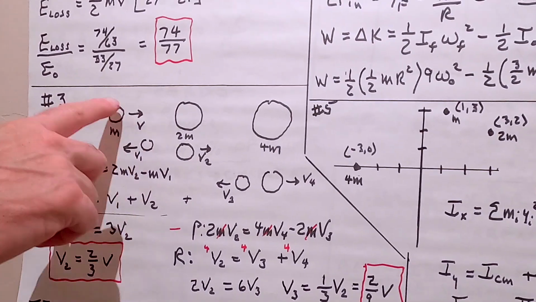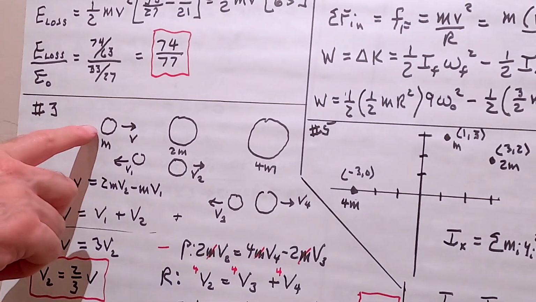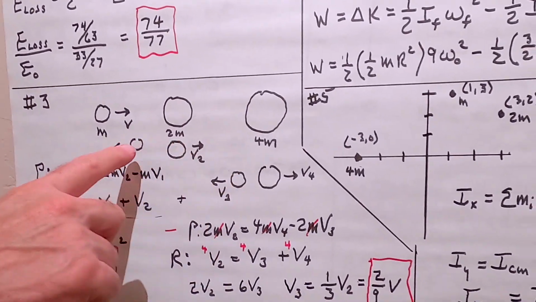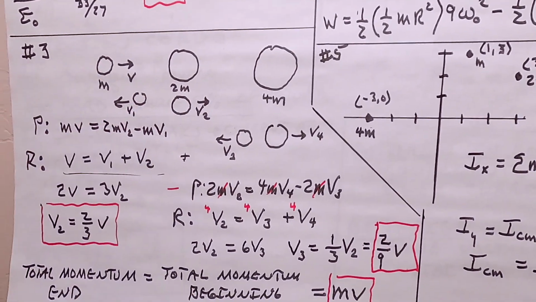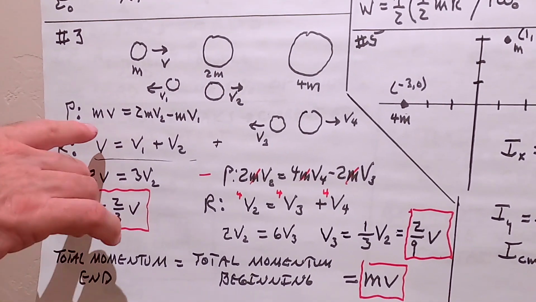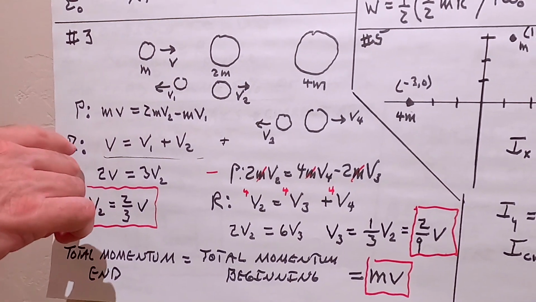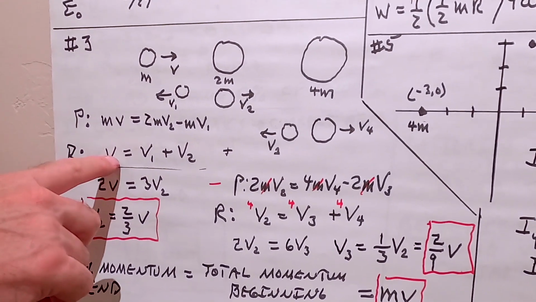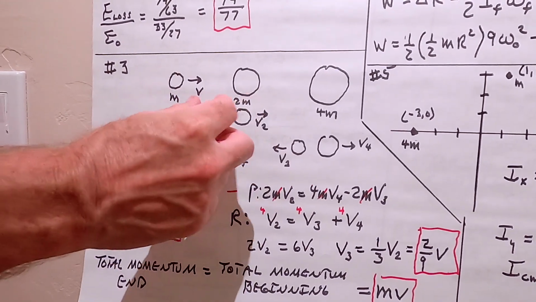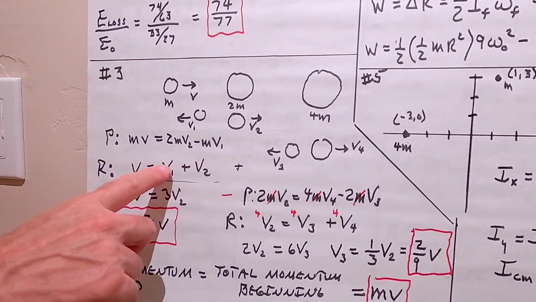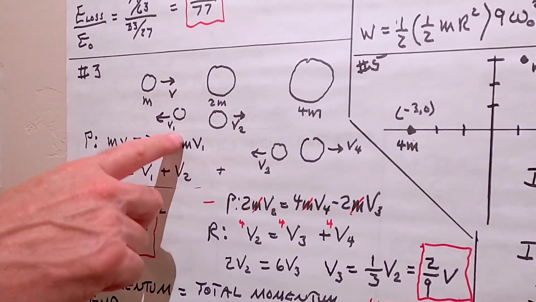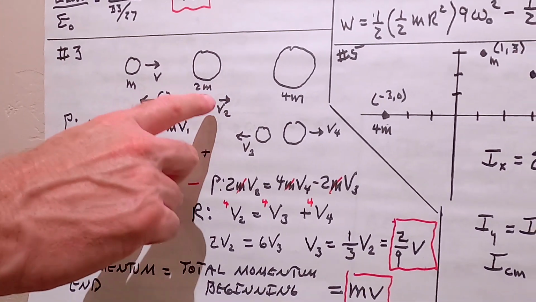So we can look at momentum on this collision. The momentum before was just mv. Afterwards, this one was 2mv2 minus, since it's coming back, mv1. We can use the relative speed equation. The relative speed of approach is v. The relative speed of departure, they're both just deviating right there, and so it's v1 plus v2. So from these two equations, I should be able to get v2. That's the one I wanted.